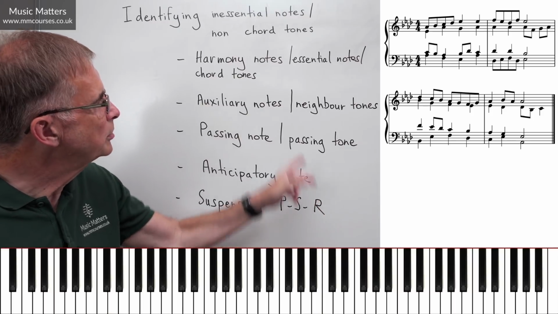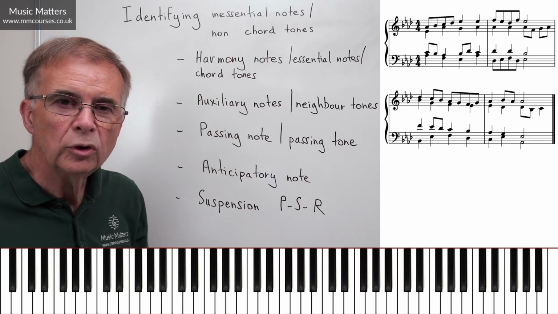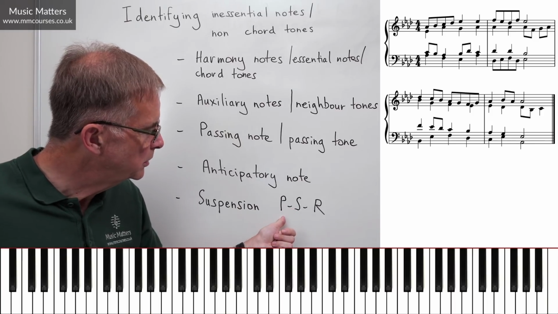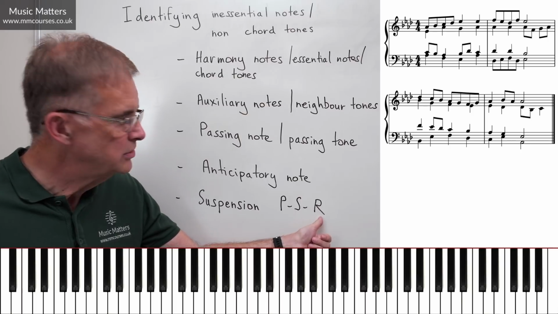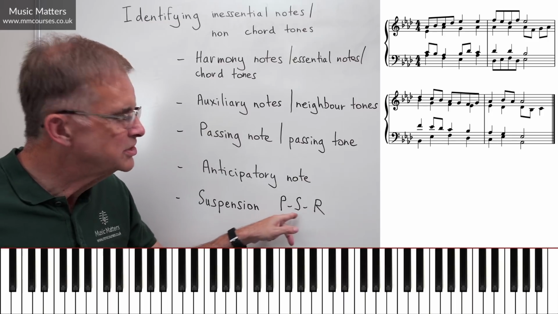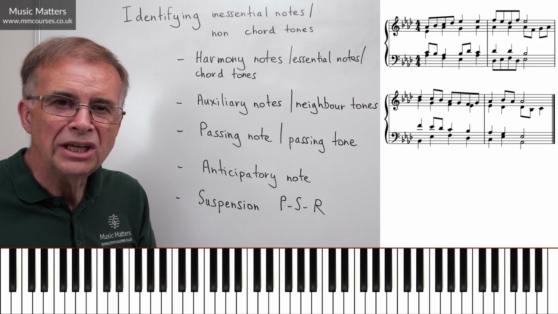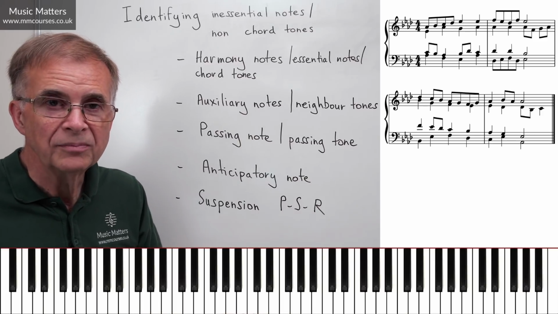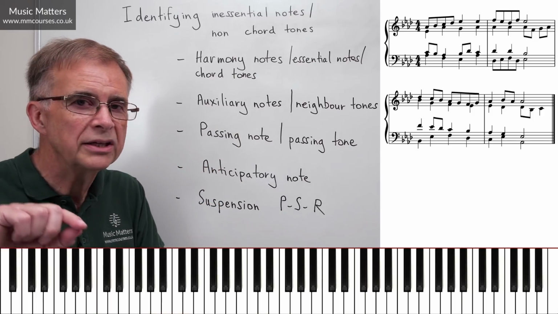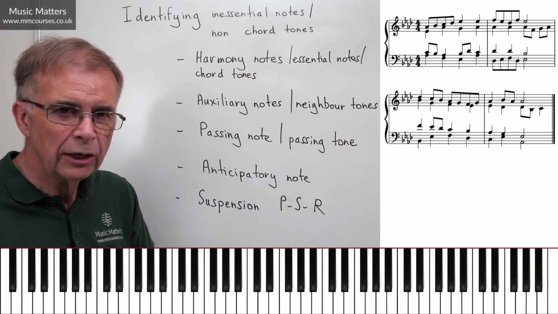R must also be a harmony note, an essential note, a chord tone. S will be dissonant. In other words, S won't belong to the chord. P must belong to its chord, R must belong to its chord, S won't belong. P and S must be the same note as each other. And when you go from S to R, you need to move by step. You can't leap. And you nearly always go by step downwards. There are just very rare occasions when you might step upwards, but generally speaking, you step downwards. Okay, so that's how a suspension works.